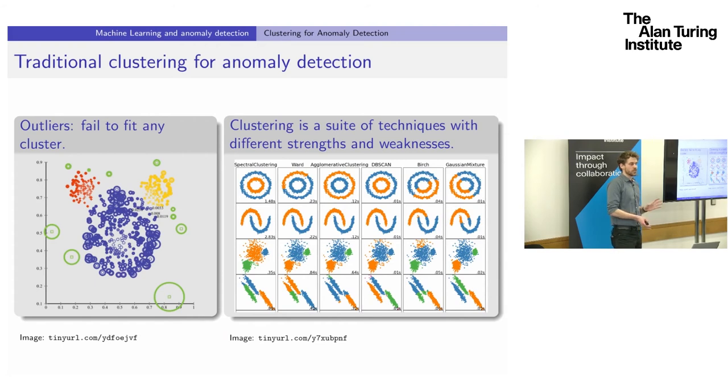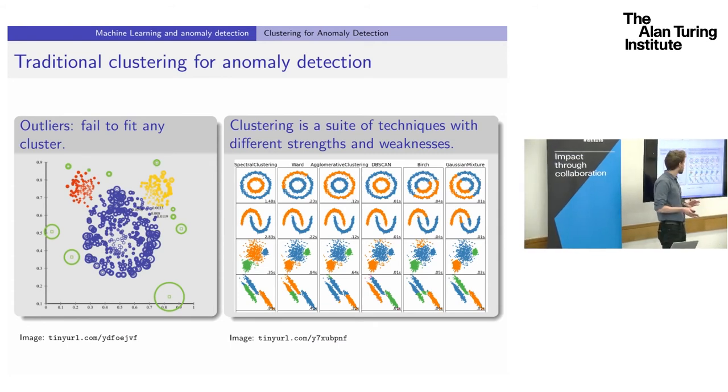Traditional clustering type anomaly detection is like this. We group the data into clusters, and anything that doesn't fit the cluster is an anomaly or an outlier. But this is fraught with huge problems. It seems nice here, but it's actually really difficult. And there's a million families of different clustering methods that work well for different data sets or not.